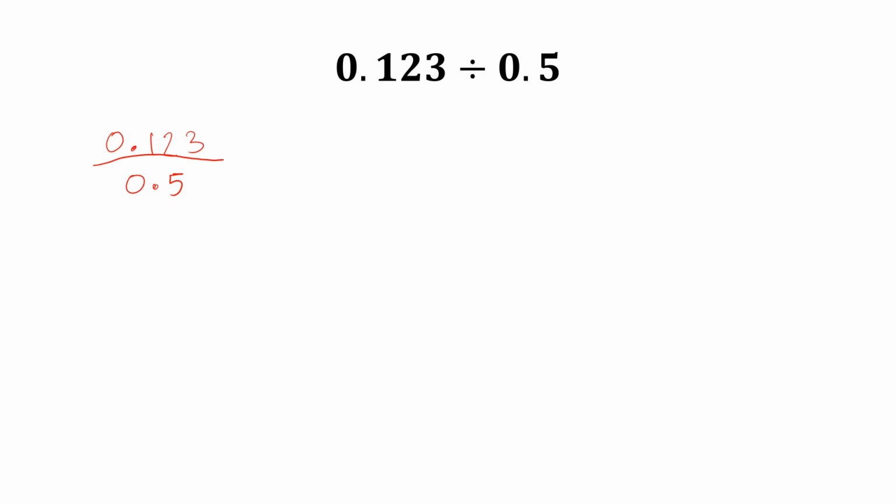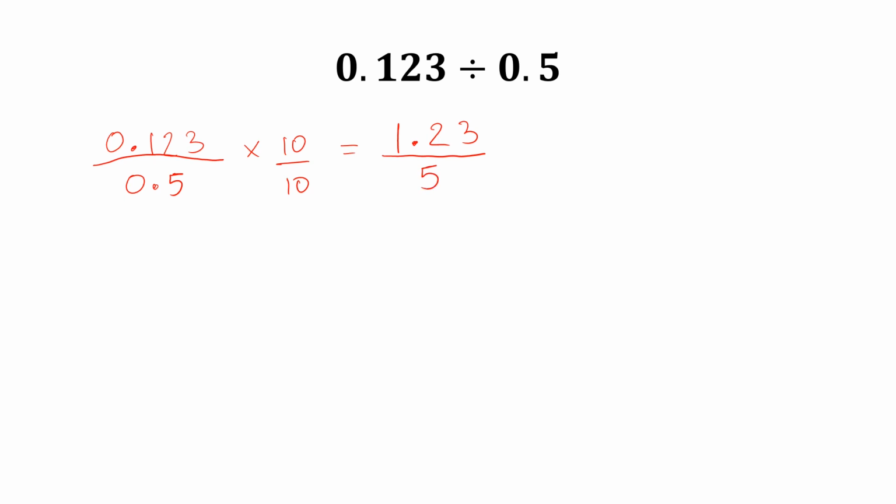Afterwards, we need to convert this fraction into an equivalent fraction such that the denominator is a whole number. So what we need to do is to analyze the denominator. When you look at the denominator, you'll notice that it's a decimal with one decimal place. That simply means we need to multiply by 10. So we're going to multiply both the numerator and denominator by 10. By doing so, we will now get an equivalent fraction, which is 1.23, and then that will be all over 5.